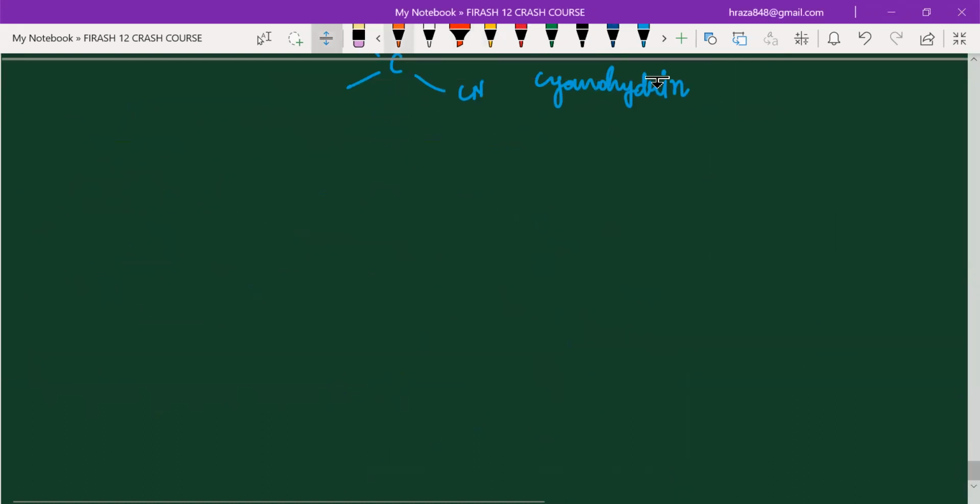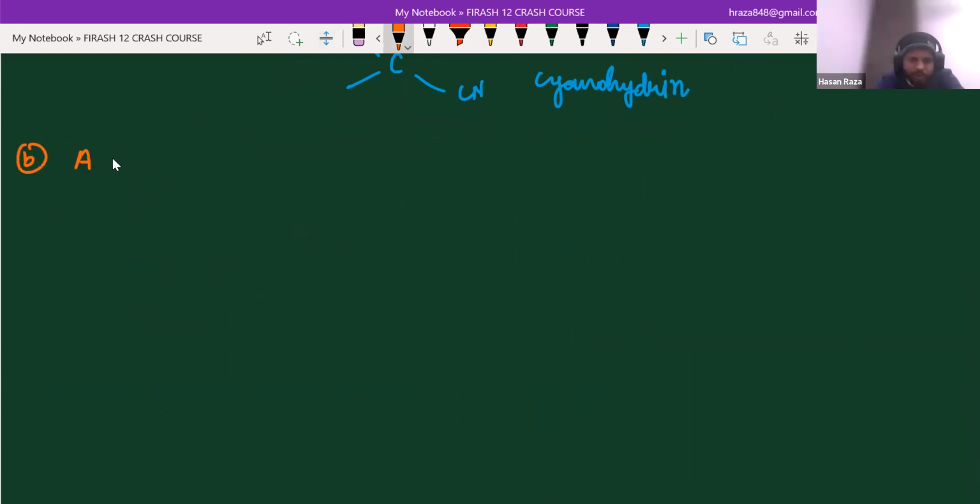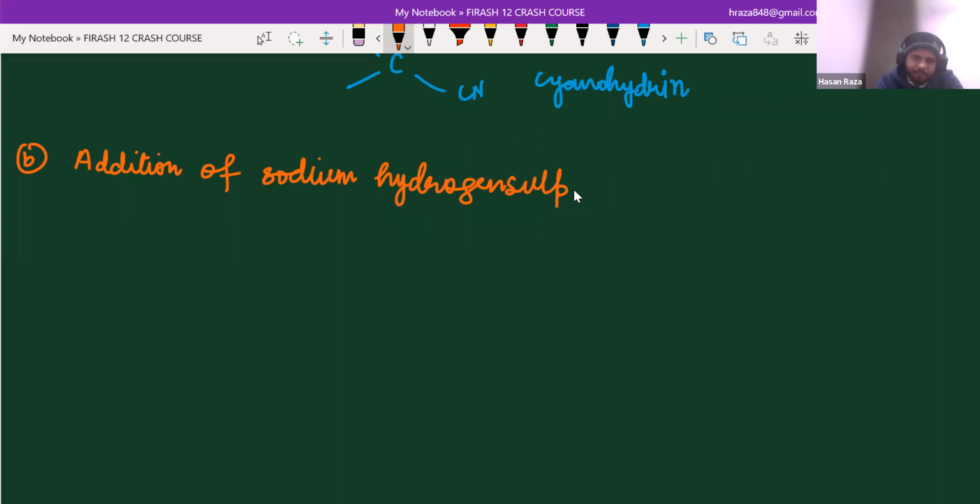So this is the first example that we just dealt with. Now the next example you can consider, B, is addition of sodium hydrogen sulfite, and it is very easy. Now you can see how you are going to add. It's simple, very simple.